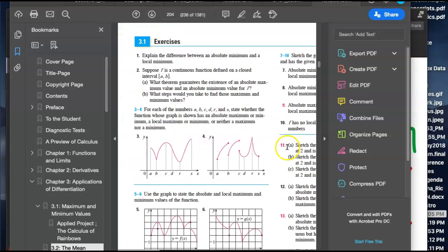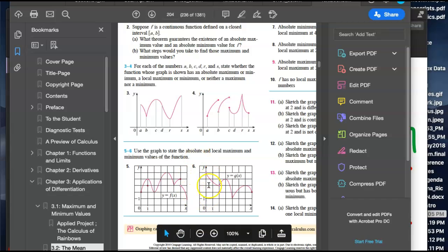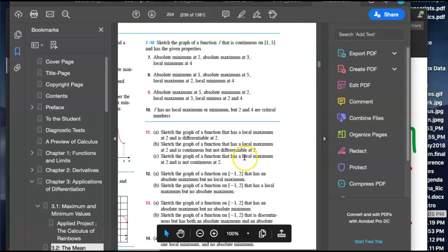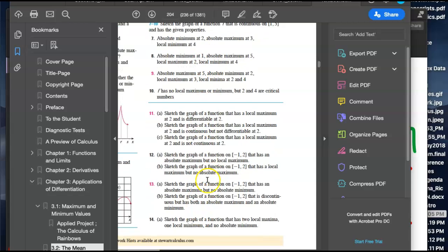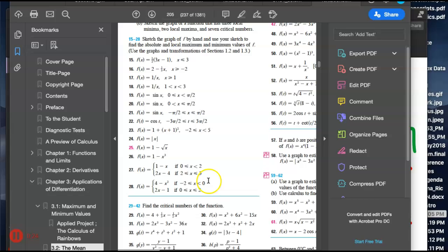So I want to show you in this exercise set, you have some concepts that we took a look at last week. Given a graph, determine any absolute and local min and max values. Last week we also talked about graphing. And here are some case scenarios, but what I wanted to show you is that all of these functions, from 15 to 28, we sketch these graphs by hand by using transformations that we learned in pre-calc.